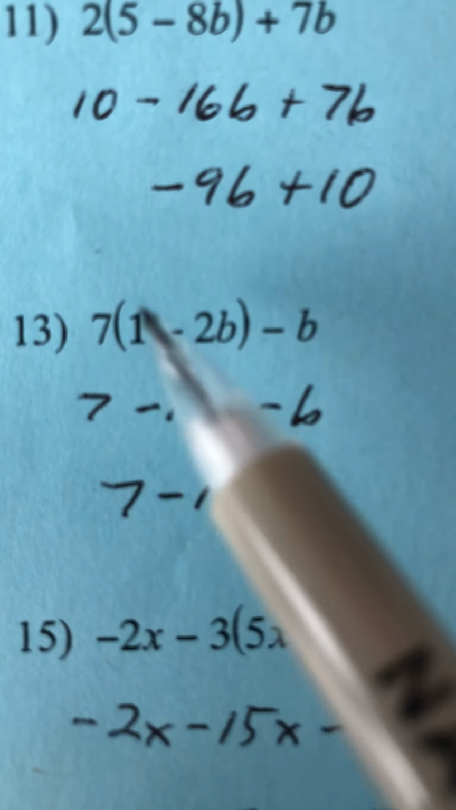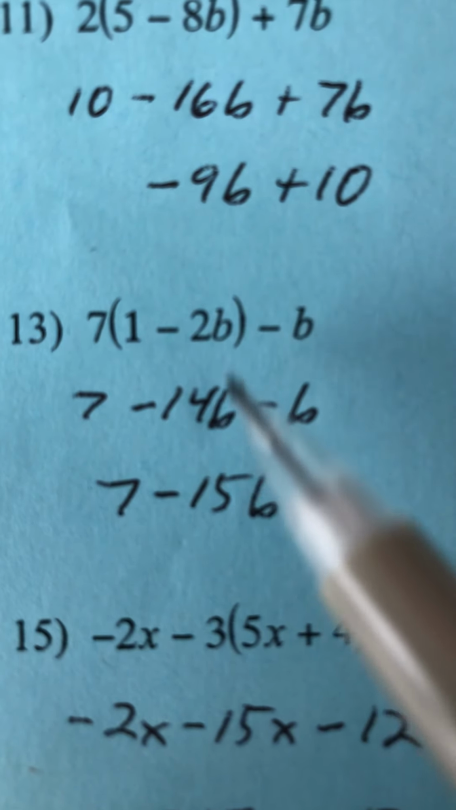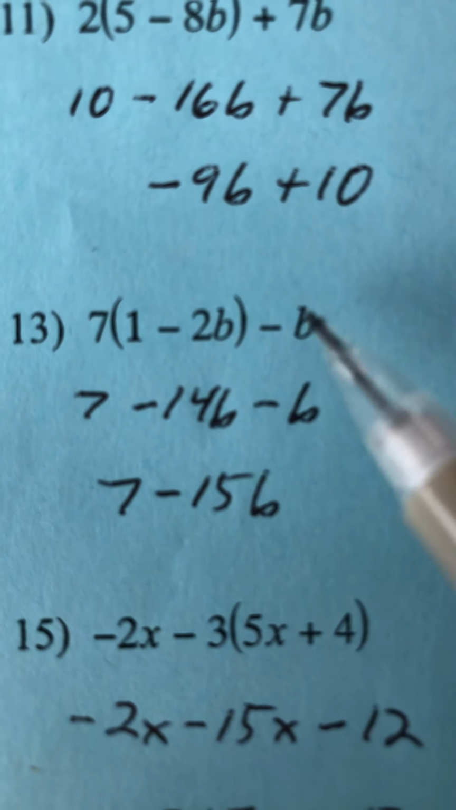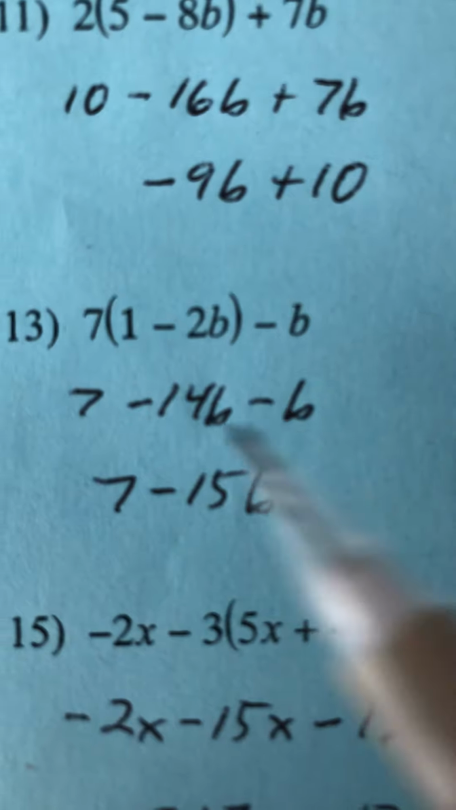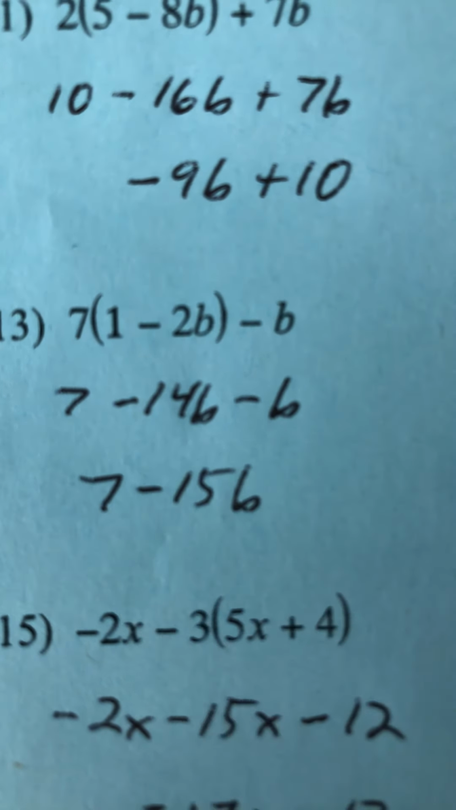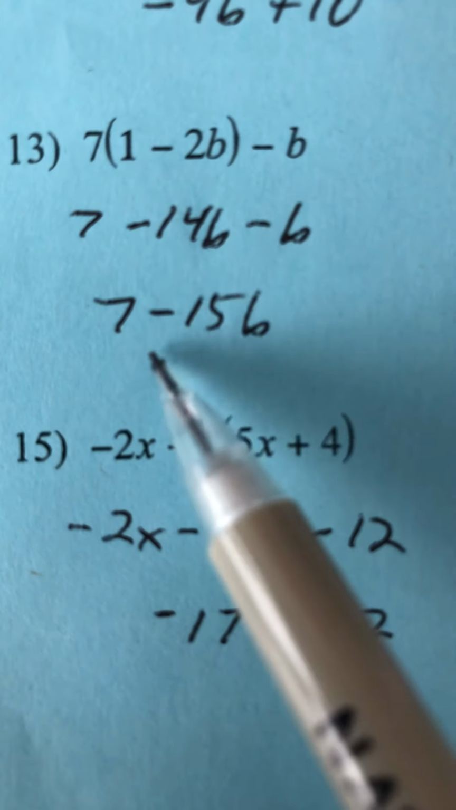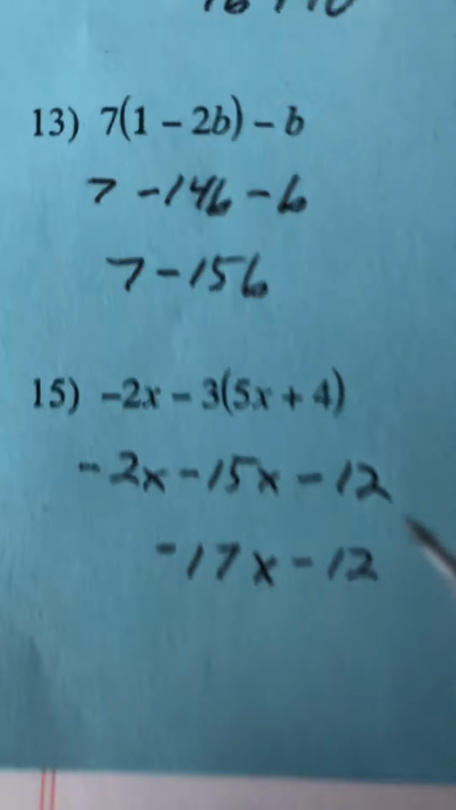Then I have 7 times 1 is 7. 7 times -2 is -14b, and then I have my -b minus b. So -14 minus 1 is my -15b, and I just bring that 7 on down. If you wrote it differently too, -15b plus 7, that's fine also.